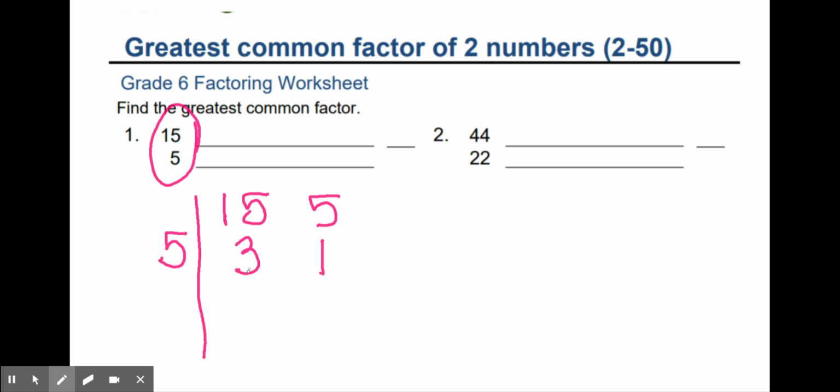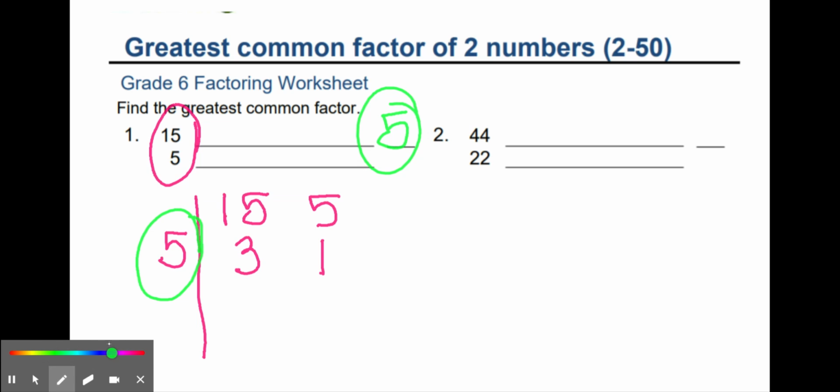Then I'm going to ask myself, what number goes into 3 and 1? Well, the only number that can go into those evenly is 1. So 1, you're done. As soon as you get the number 1, you're done. So you're going to take all the numbers that are on the left side of that vertical line, which happen to just be 5, and you're going to multiply them together, and that's your greatest common factor. So 5 is the largest number that you can divide both 15 and 5 by. That's your greatest common factor, sometimes called GCF.